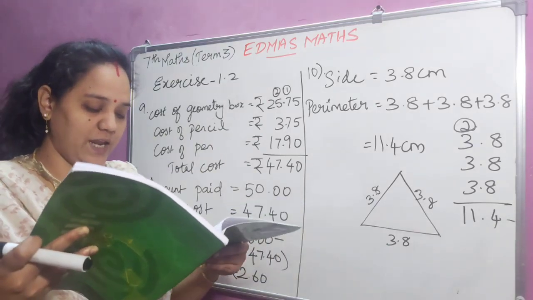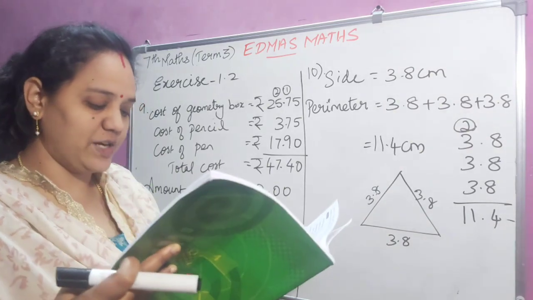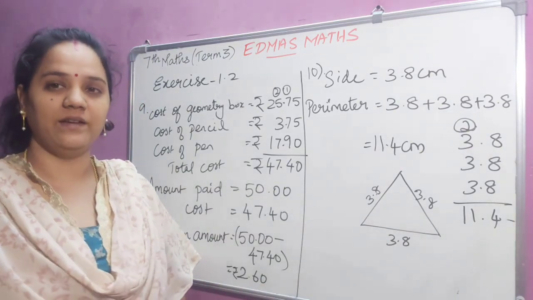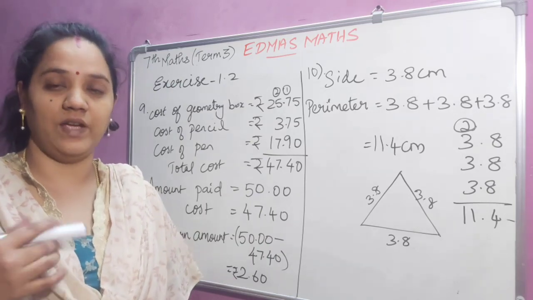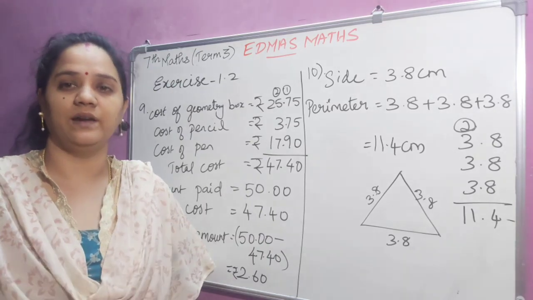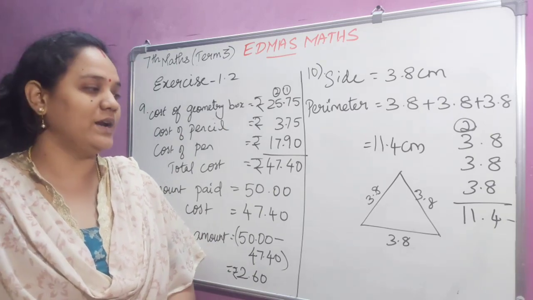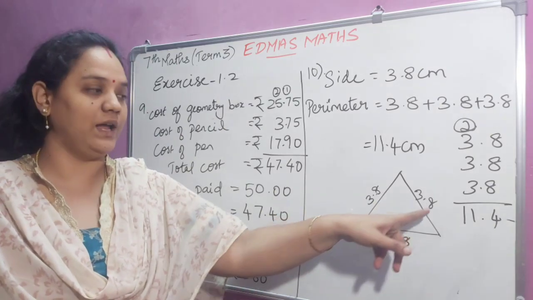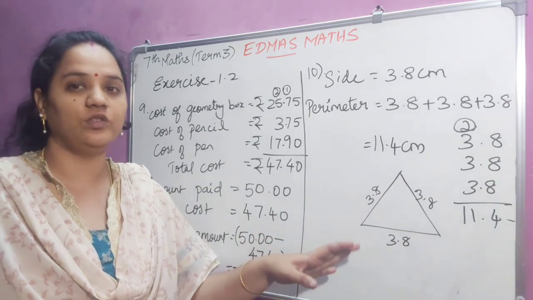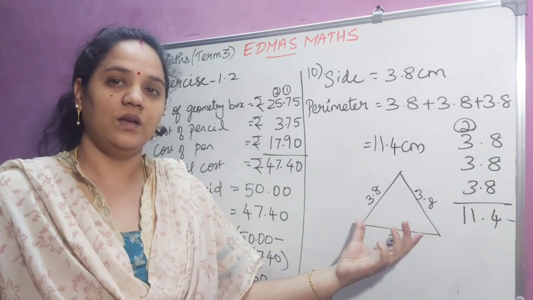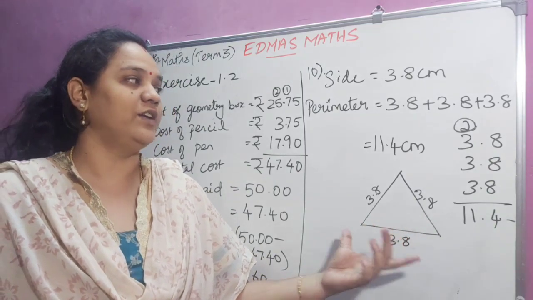Is it clear? So now the next problem, the 10th problem. Find the perimeter of an equilateral triangle with a side measuring 3.8 centimeter. Already in the last term we learned about triangles, and in that we have also learned about the equilateral triangle. An equilateral triangle has the same sides. So here one side is given as 3.8, so all the other sides are also equal to 3.8. That is what is given in your question. So now we have to find the perimeter.